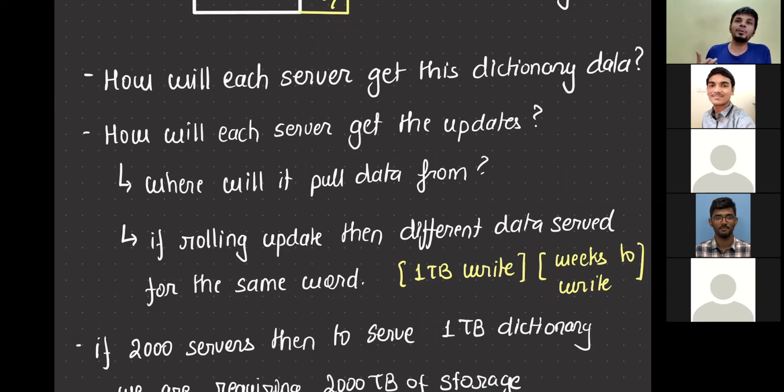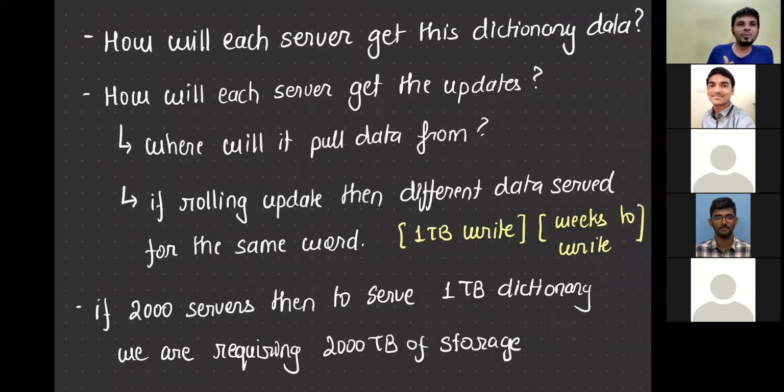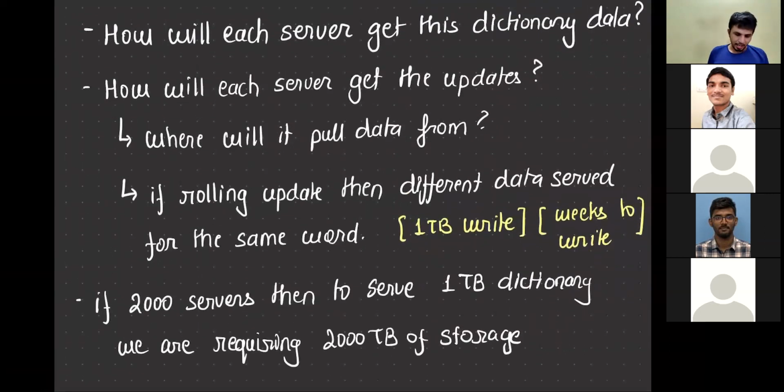How does each server get notified that new updates are here? How would it pull the data? What would it do? Rolling update? There are so many questions out there. Since we are infinitely scalable, let's say we want 2000 API servers that serve our dictionary app. If there are 2000 servers, then to serve a 1 terabyte dictionary, we are actually having 2000 terabytes of storage, where each server has its own set of read-only dictionary.